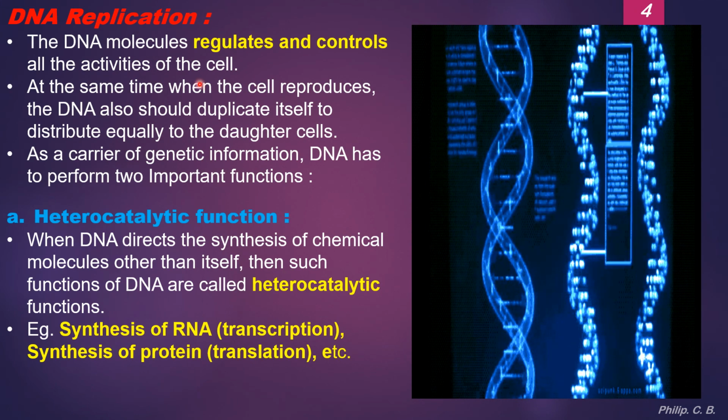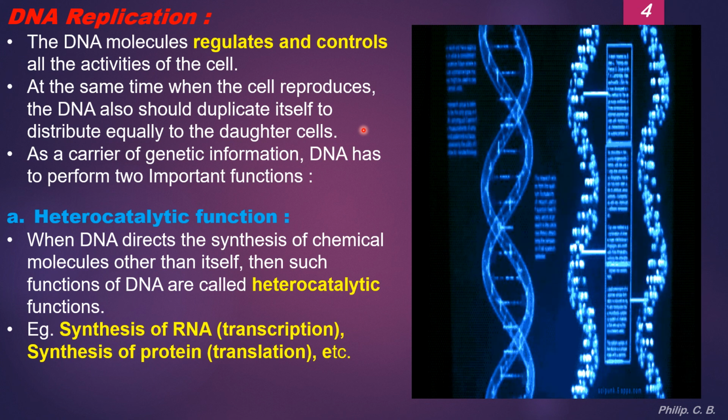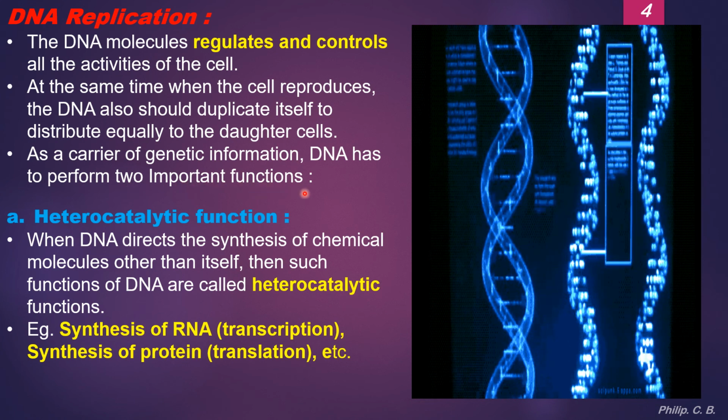Further, we start with the initial part of DNA replication. First point, the DNA molecule regulates and controls all the activities of the cell, right? At the same time, when the cell reproduces, the DNA also should duplicate, means make a copy of itself to distribute equally to the daughter cells. As you saw in the initial few animation slides, the DNA gets separated and the new daughter cells are being formed. As a carrier of genetic information, DNA has to perform two important functions.